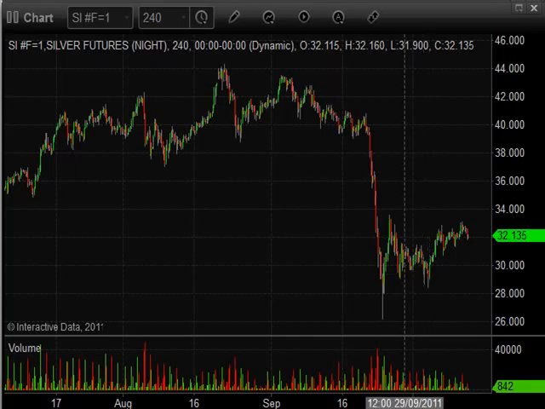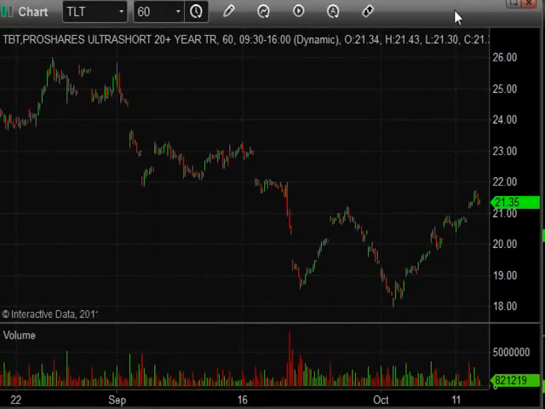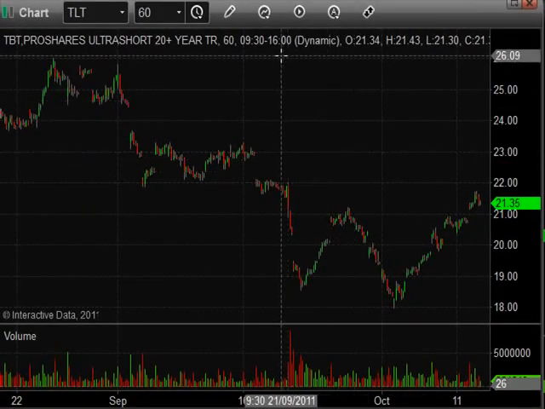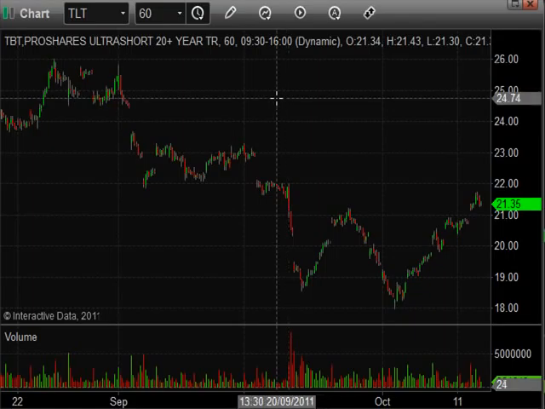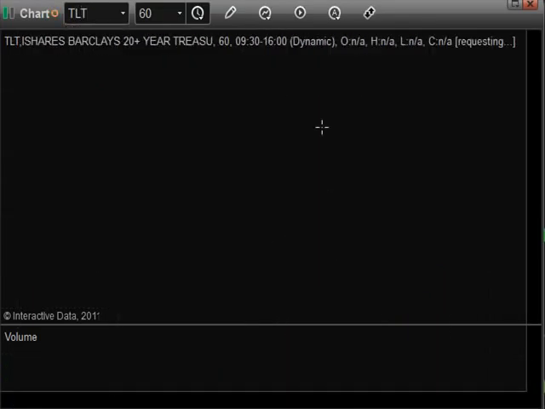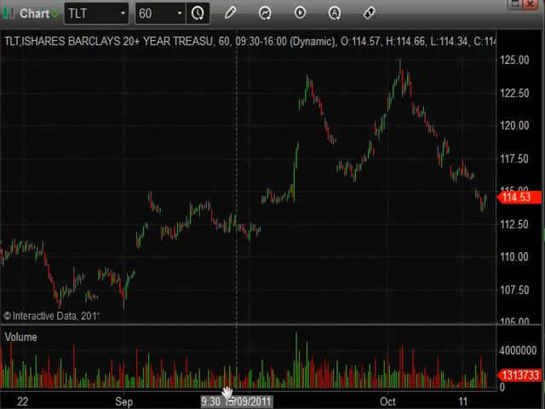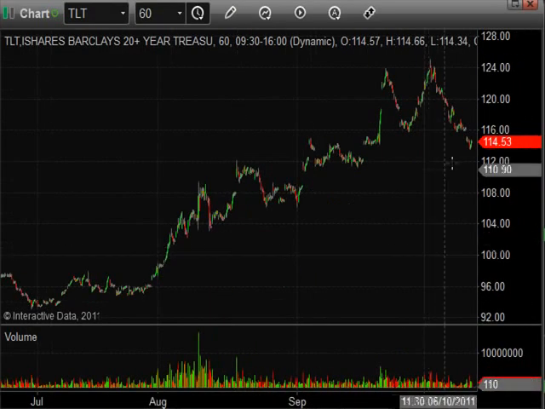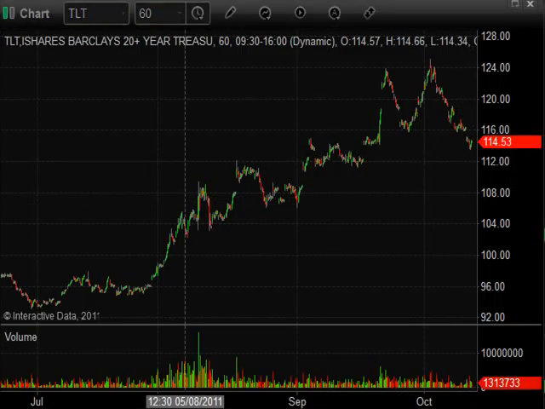Now taking a look at bonds, here is the bond price. Let me just change the symbol here. Here's the TLT ETF for bonds. We can see they broke down pretty nicely yesterday. And let me just pull up a trend line. We had a pretty steep breakdown.